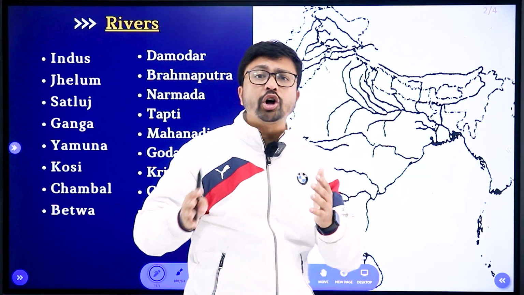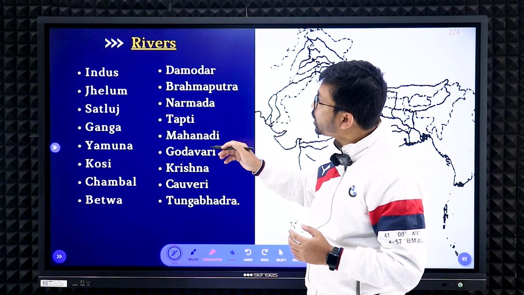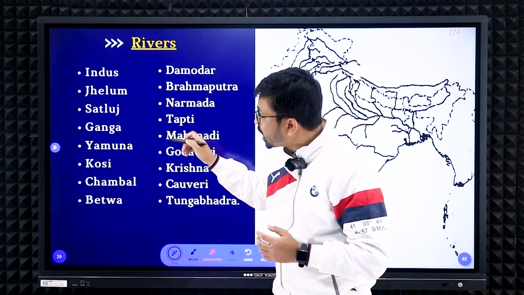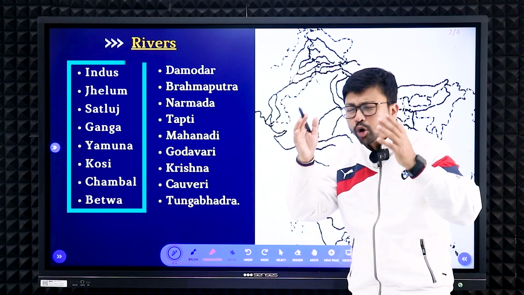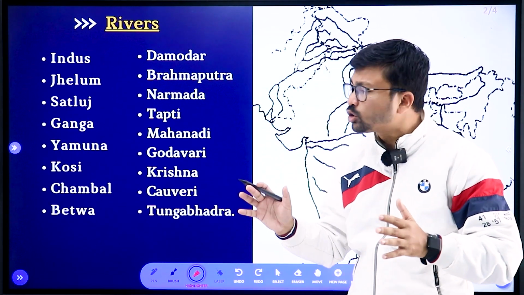First of all, you need to know what is there in your syllabus for 2023. Here you can see Indus, Jhelum, Satluj, Ganga, Yamuna, Kosi, Chambal, Betwa, so many rivers. But here I'll give you some easy tricks to remember those rivers.